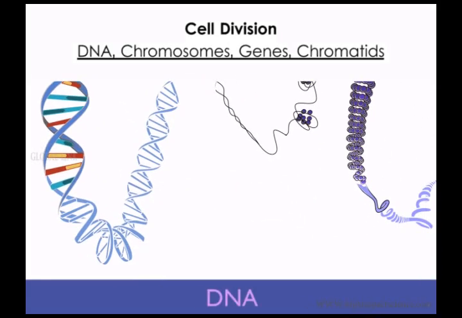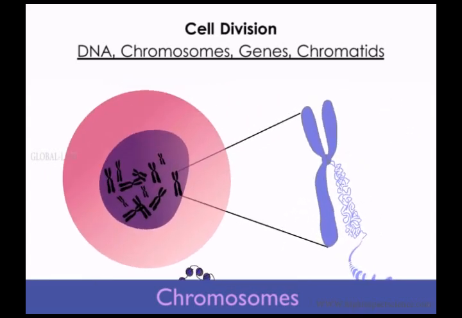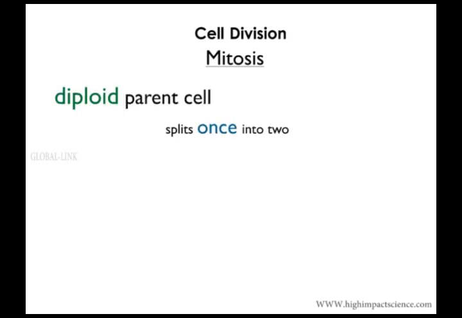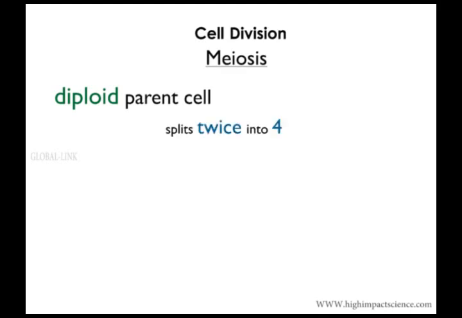Now, if you understood up to that point, it will be easy to understand cell division, and specifically how these chromosomes are separated. There are two types of cell divisions, mitosis and meiosis. Mitosis is a type of cell division in which a diploid parent cell splits once into two diploid daughter cells. Meiosis is a type of cell division in which a diploid parent cell divides twice into four haploid daughter cells.